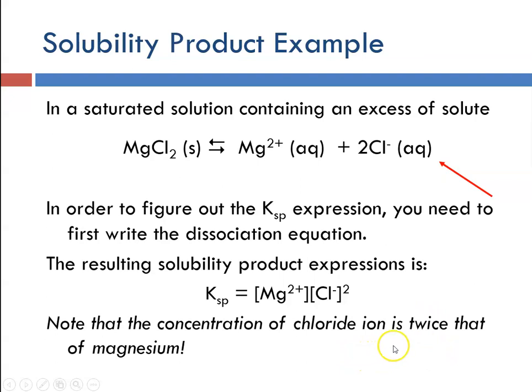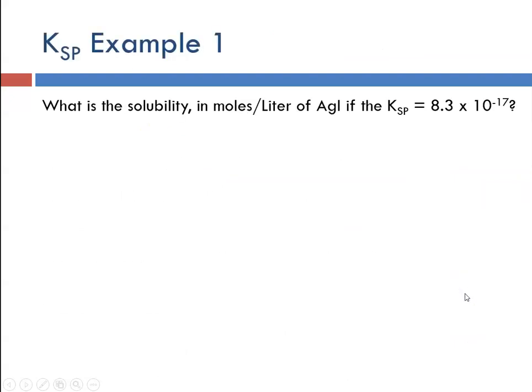Note that the concentration of the chloride ion is twice that of magnesium. So if you had a 1.0 molar magnesium chloride, the concentration in solution of magnesium ions would be the same, but the chloride ion concentration of a 1 molar magnesium chloride would be 2 molar in chloride ions, because you get 2 moles of chloride ions for every 1 mole of magnesium chloride. So let's look at an example.